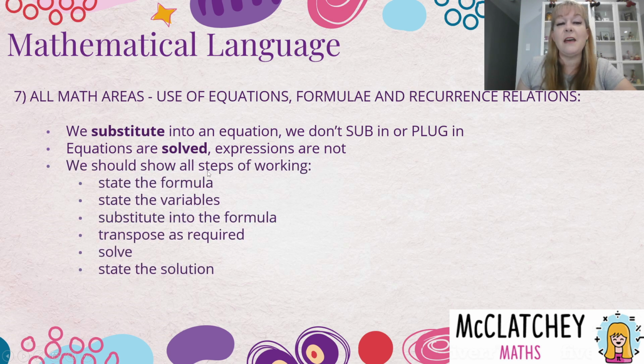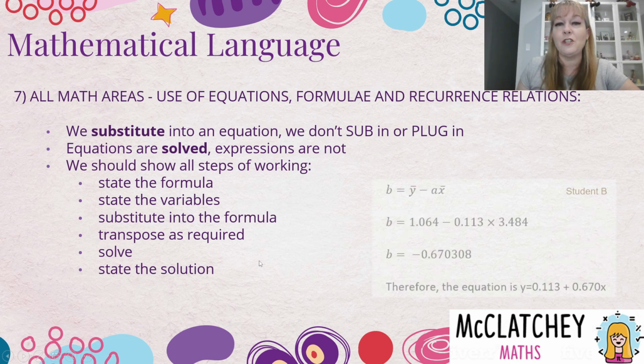When we're using our mathematical language, we should be showing all our steps of working. So if we're working with a formula, we state the formula, state our variables, substitute into the formula, transpose the formula as required, we solve it, and then we state a solution in words using the context and units of measurement. So these are all parts of mathematical language.